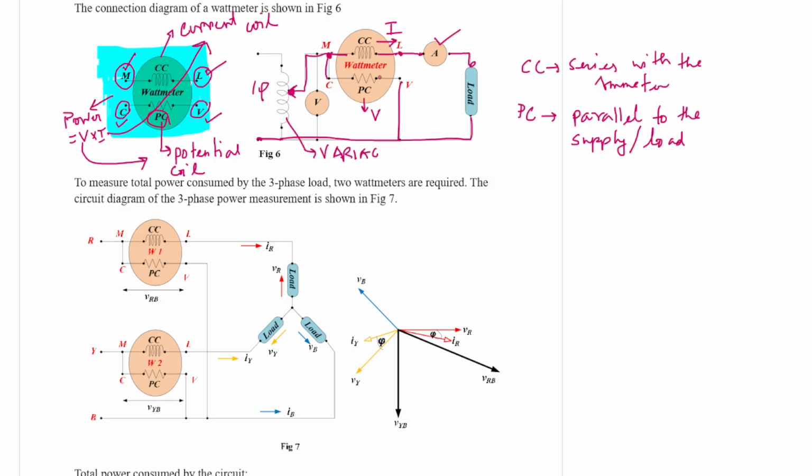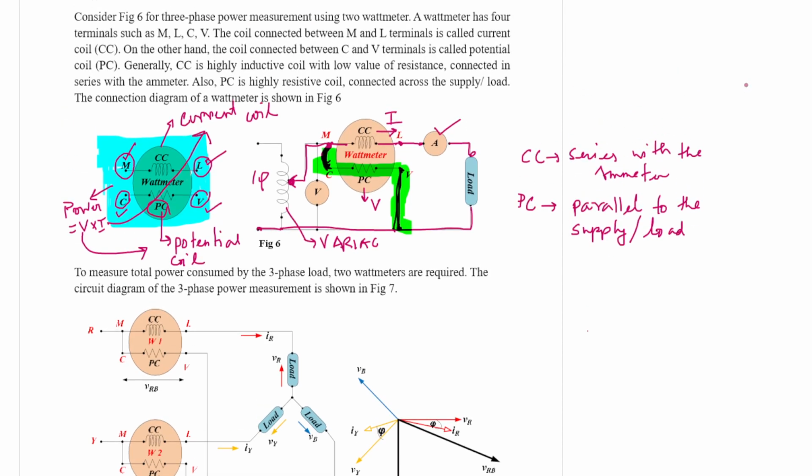Now we have left this potential coil. So first we need to short these M and C terminals. Then this V terminal of the wattmeter has to be connected to the neutral terminal, or the return terminal, of the supply. In this way, this entire potential coil is connected parallel to the supply terminals. So this is the connection diagram of the wattmeter.